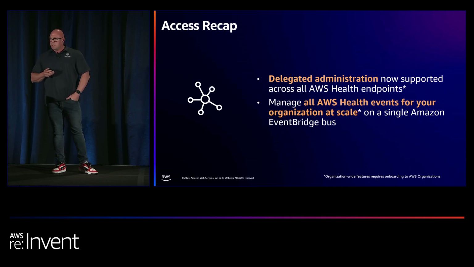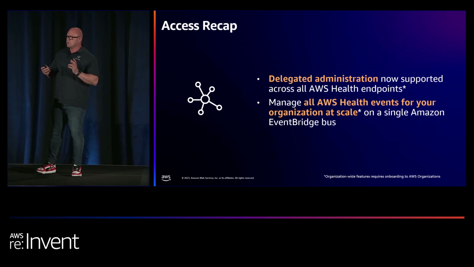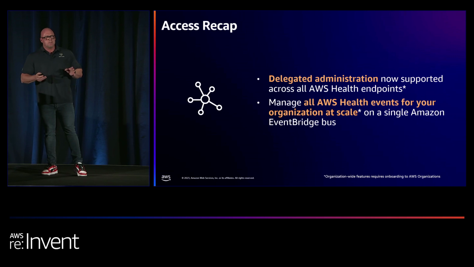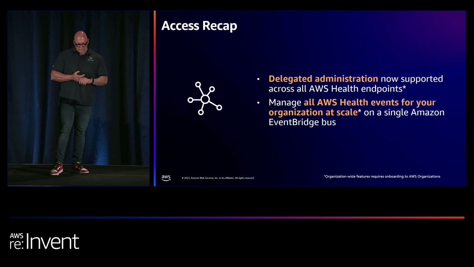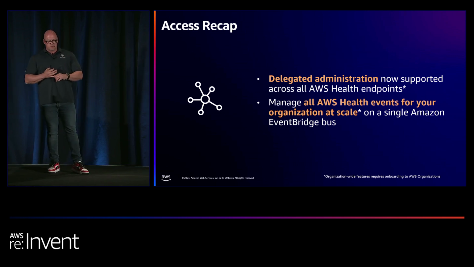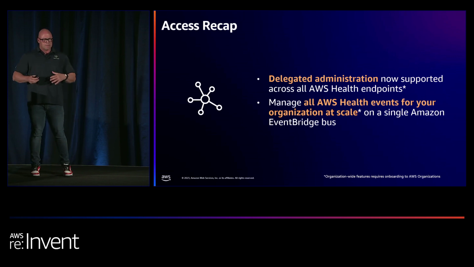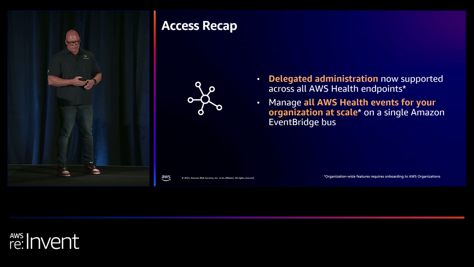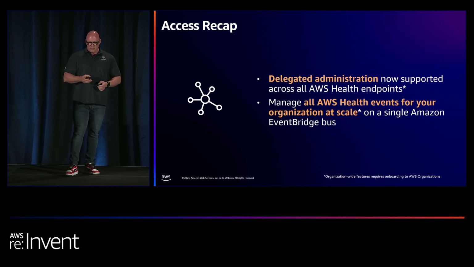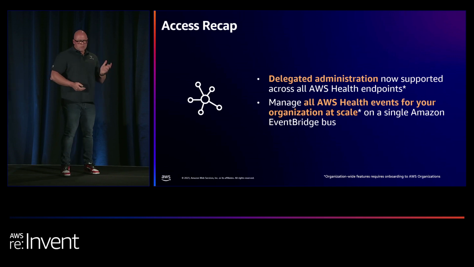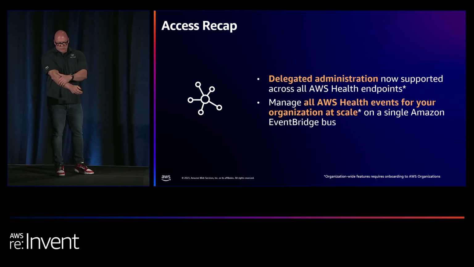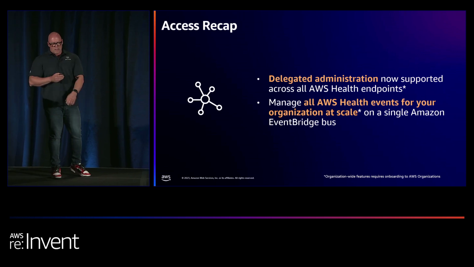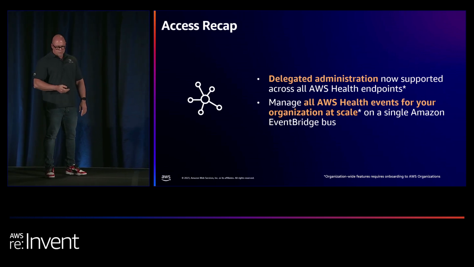So to recap this section, we've introduced delegated administration support for AWS Organizations across all of the health endpoints, and you can now receive health events to this delegated administration account event bus, so you have a single stream of all health events across your whole organization in that event bus. So with that, I'm going to hand over to Paddy, who's going to talk you through how Cox Automotive are using AWS Health for planned lifecycle events.